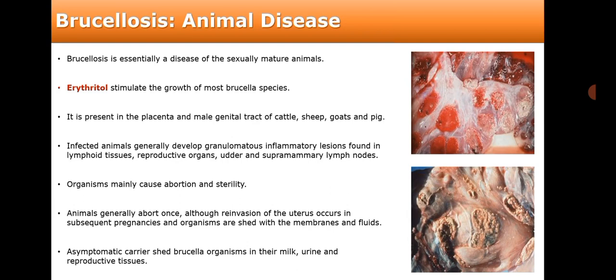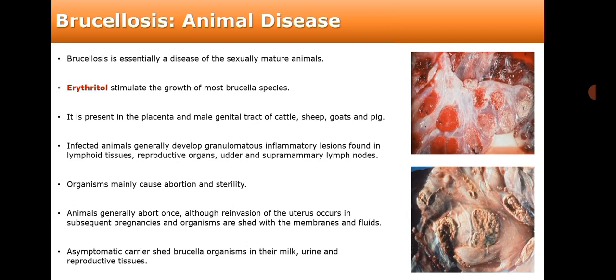Animals generally abort once, although reinvasion of the uterus occurs in subsequent pregnancies and organisms are shed in the membranes and fluids. Asymptomatic carriers shed Brucella organisms in their milk, urine and reproductive tissues. Brucellosis in cattle and bison is caused almost exclusively by Brucella abortus.